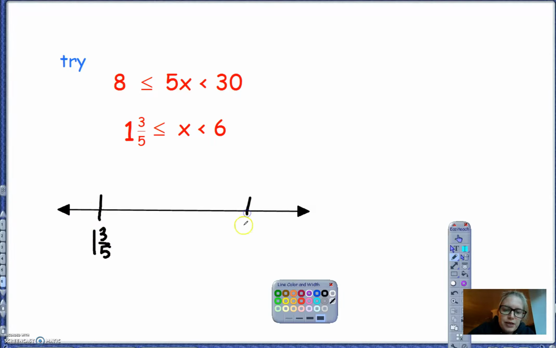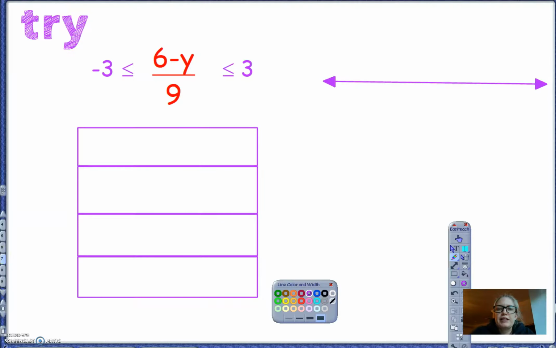And 6 goes here. Then I look at my symbols. So I have that it's equal to here, not equal to there, and I shade between them because that is where my x is. Okay. So let's look at this one.